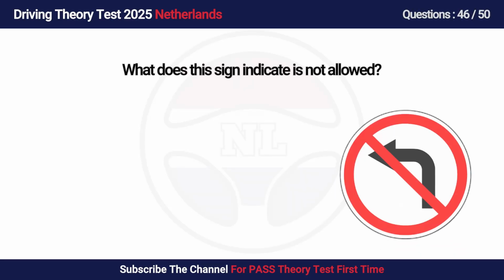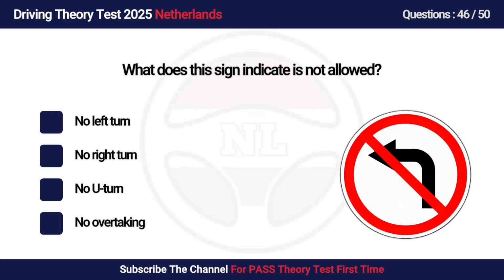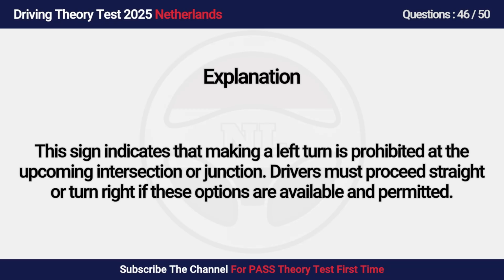Question 46. What does this sign indicate is not allowed? A. No left turn. B. No right turn. C. No U-turn. D. No overtaking. Answer is A. No left turn. This sign indicates that making a left turn is prohibited at the upcoming intersection or junction. Drivers must proceed straight or turn right if these options are available and permitted.